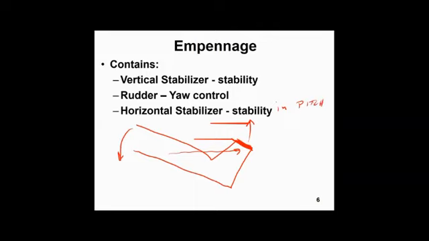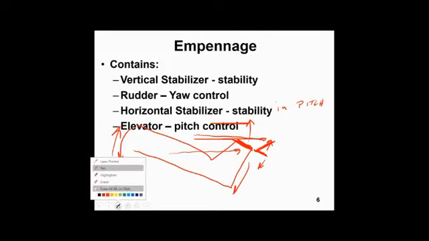Now the next item is the elevator. If we put the elevator on the back here, we can control the pitch by making the elevator go up and down. If the elevator goes up, then the air hits it, and it pushes the tail down, and it pushes the nose up. So we're going to use the elevator for pitch control.